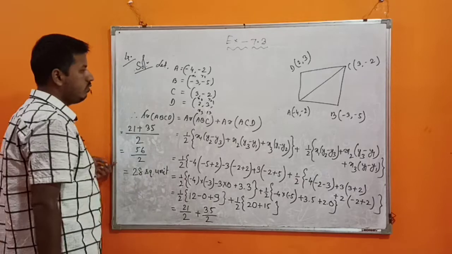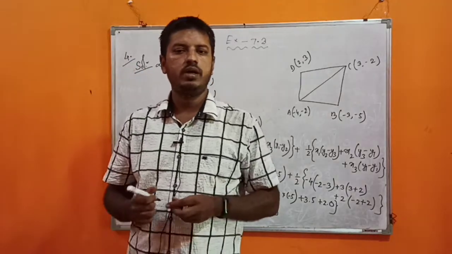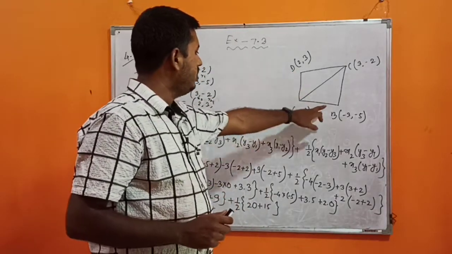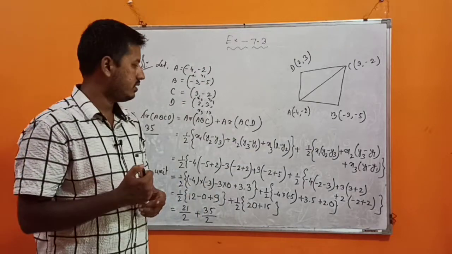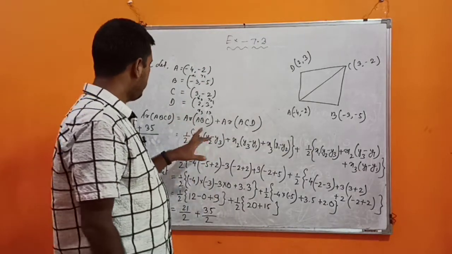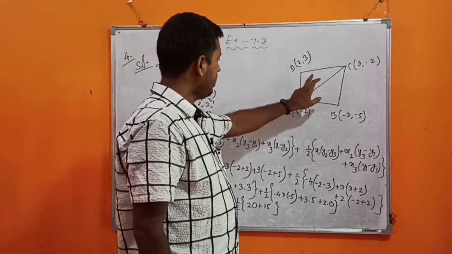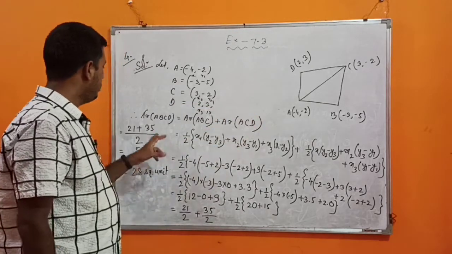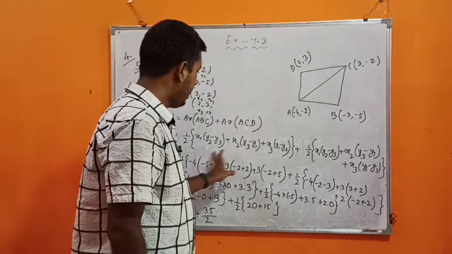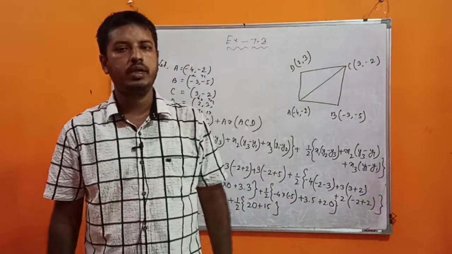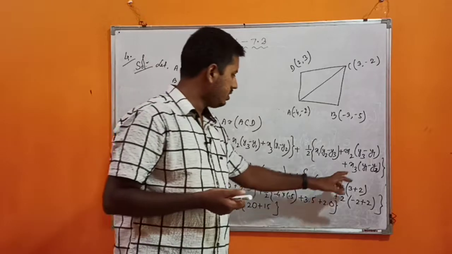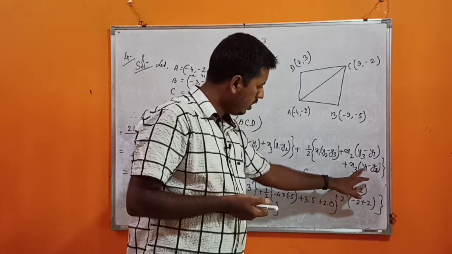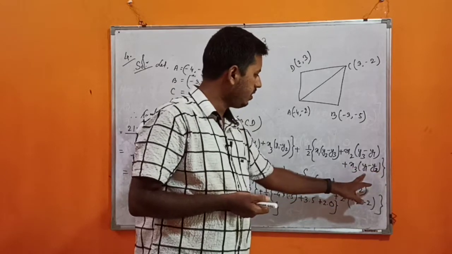I am repeating the same thing once again. If the vertices of a quadrilateral are given, then first we divide this quadrilateral into two triangles by joining any of the diagonals. Then we find the area of this triangle and this triangle separately, and after that if you add the areas of the triangles, you will be able to find the area of the quadrilateral. So through this question we have completed exercise 7.3. Sorry, this one I have written wrongly in y1 minus y1. This will be y1 minus y2, x3 into y1 minus y2.